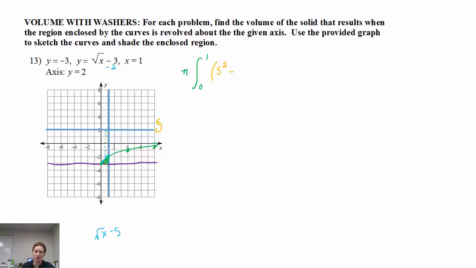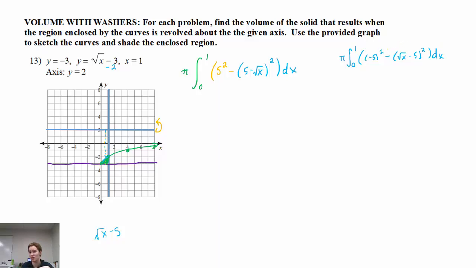But what's happening is we're also flipping this. So this is really like having 5 minus the square root of x. And if you don't do it that way, I actually worked this out the first time not realizing that I needed to switch signs. And so I worked it out as negative 5 squared minus square root of x minus 5 squared. And I got the right answer, just with a negative.